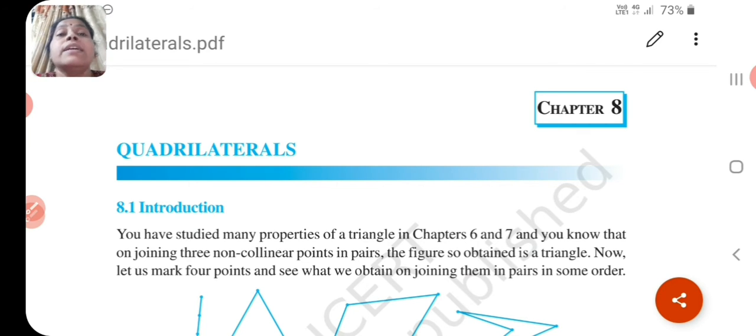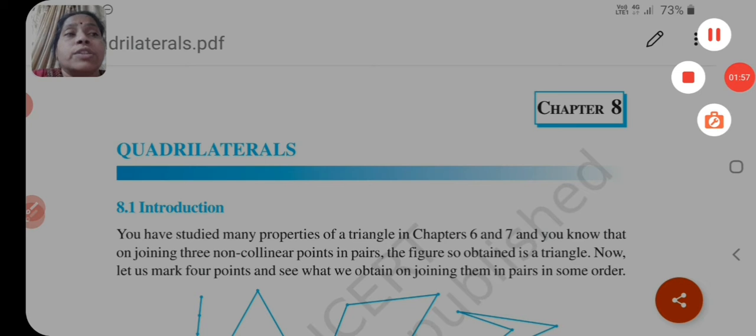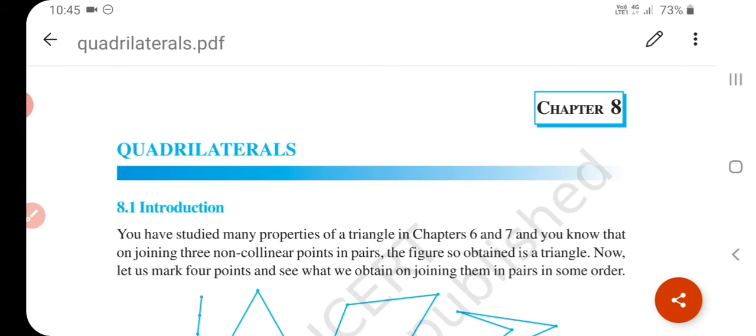Okay, and in this chapter we learn so many theorems. Means the angle sum property of a quadrilateral, that is 360 degrees. If we add all the angles in a quadrilateral we always get 360 degrees. And we learn the exterior angle property and so many theorems in this chapter. Okay, so let's revise this chapter first, about quadrilateral.